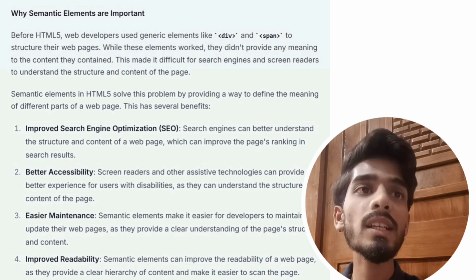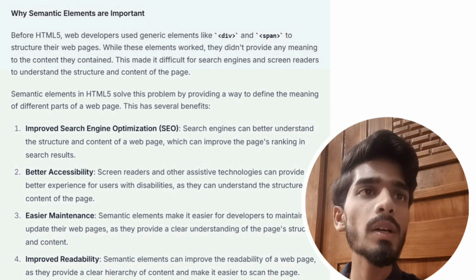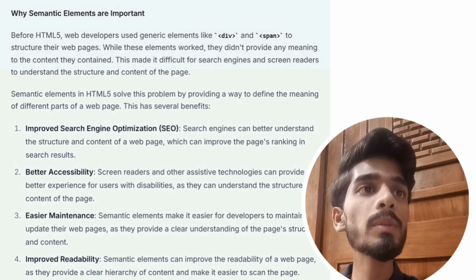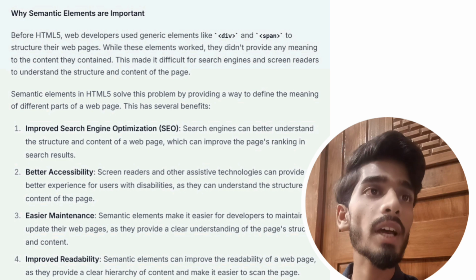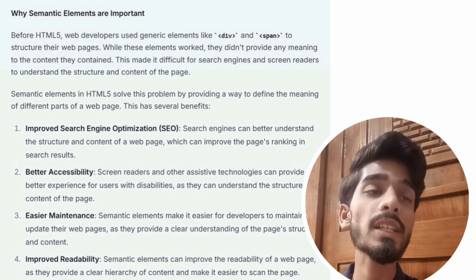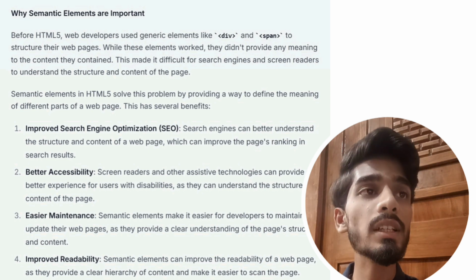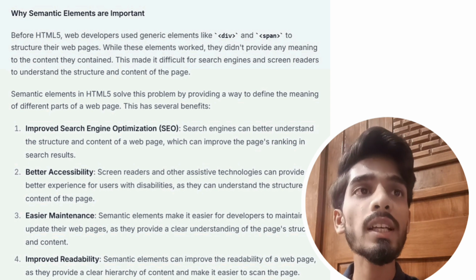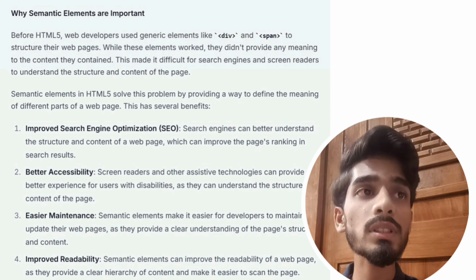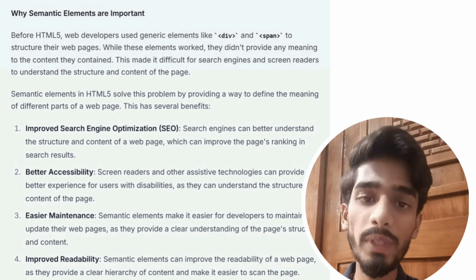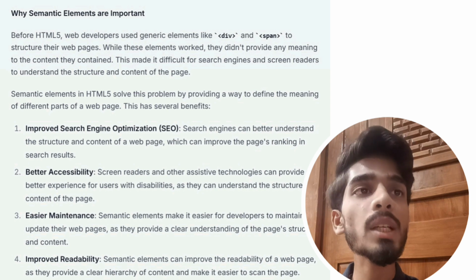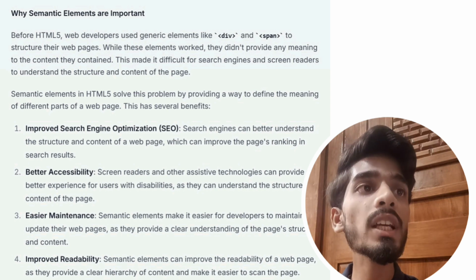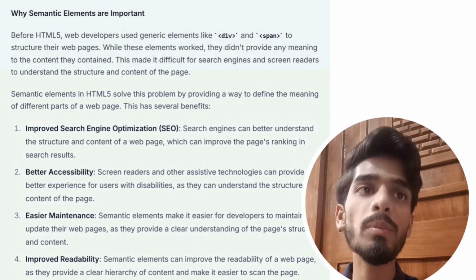Now, why semantic elements are important? Before HTML5, web developers used generic elements like div and span to structure their web pages. While these elements worked, they didn't provide any meaning to the content they contain. This made it difficult for search engines and screen readers to understand the structure and content of the page. Semantic elements in HTML5 solve this problem by providing a way to define the meaning of different parts of a web page. This has several benefits.